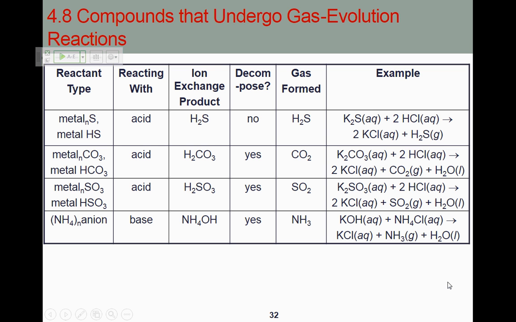Use your regular solubility rules for the salt that forms, but if you form H2S, you're going to form a gas. So this is when you react a metal or HS that has sulfur present and an acid. Because remember, your acid forms H+.